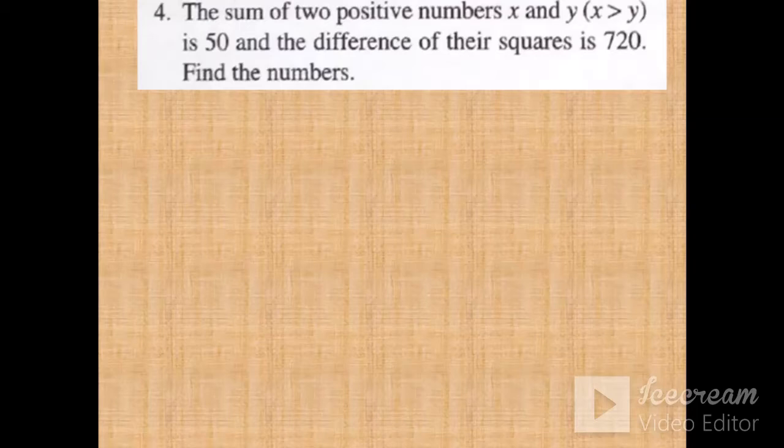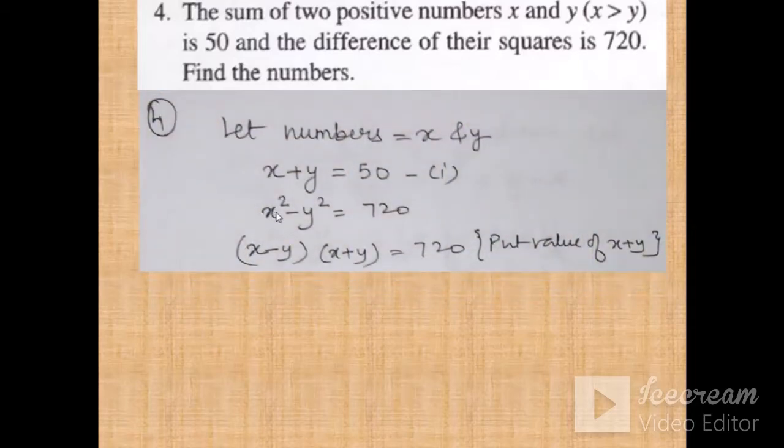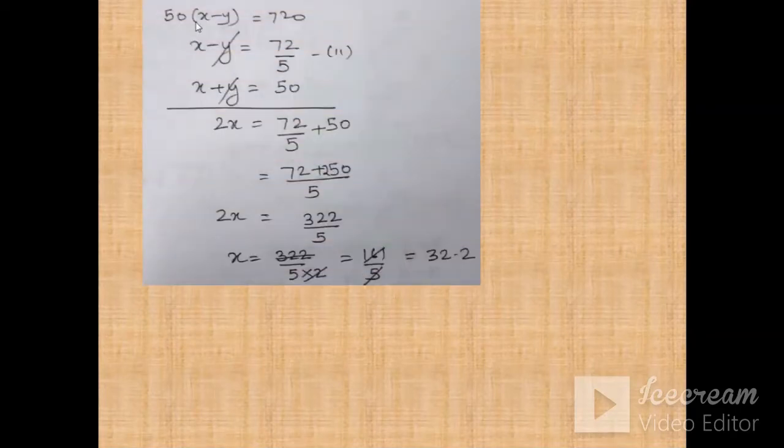The next question says the sum of two positive numbers x and y, where x is greater than y, is 50. That is x plus y is 50, and the difference of their squares. So we have taken x square minus y square. Why? Because x is greater than y. So from here you will get this condition. Now we know that x square minus y square is x minus y into x plus y. So from here we will put the value of x plus y as 50. So we will get 50 into x minus y equal to 720.